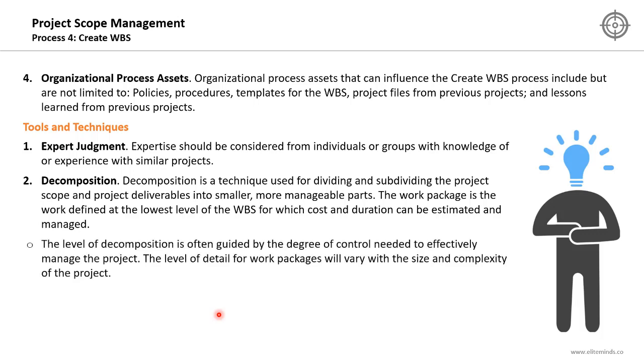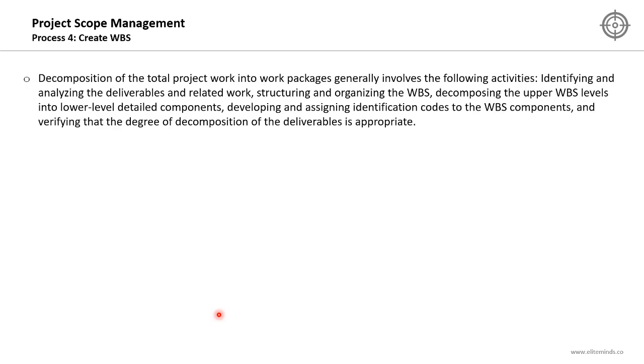The level of decomposition is often guided by the degree of control needed to effectively manage the project, and the level of detail for work packages will vary with the size and complexity of the project. So you might have the lowest level of the WBS with a work package of estimated budget of $500 because your project is very small, and you might have a lowest level work package of $500,000 because your project is a mega project and it's a multi-million project.